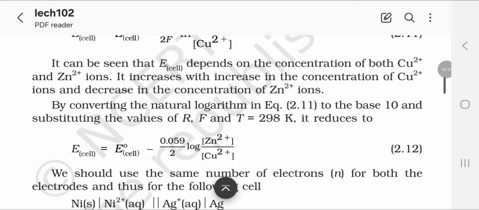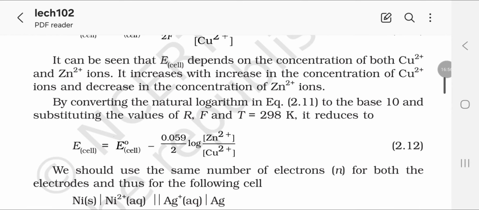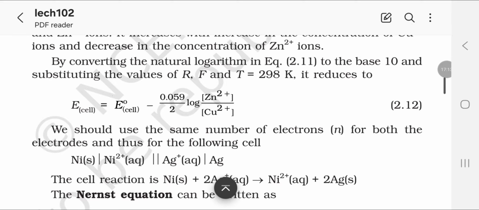It can be seen that Ecell depends on the concentration of both Cu2+ and Zn2+ ions. It increases with the increase in concentration of Cu2+ ions and decreases with the concentration of Zn2+ ions. By converting the natural logarithm in equation 2.11 to base 10 and substituting the values of R, F and T equal to 298 Kelvin, it reduces to Ecell is equal to E°cell minus 0.059 by 2 into log of Zn2+ by Cu2+.